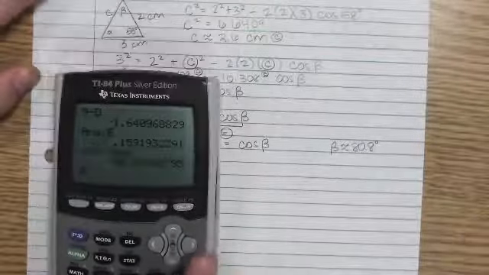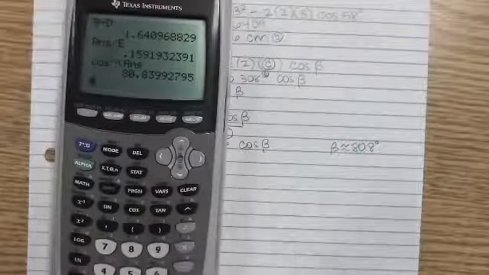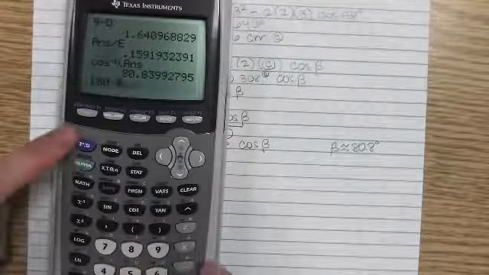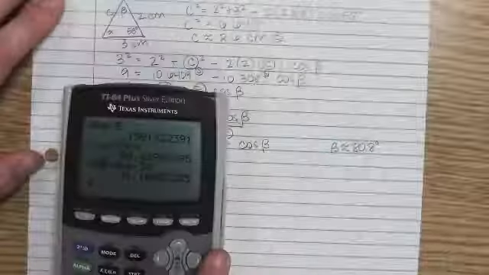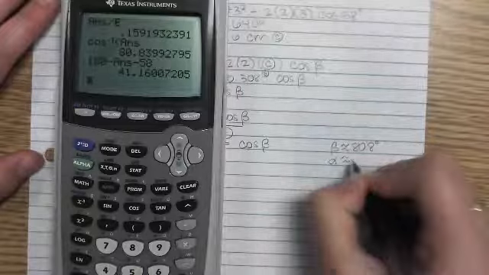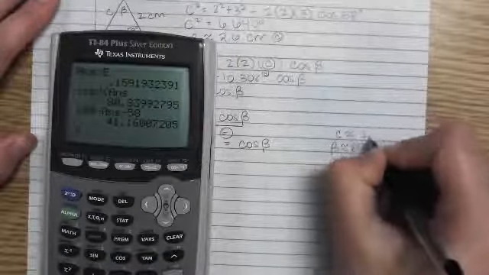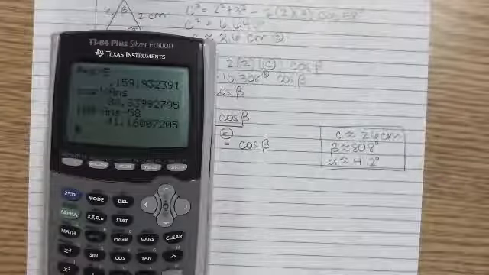Okay, so now I've got that. I have the original angle that I had, so I can get my third angle. So 180 minus the angle I just got, minus 58 from the beginning, and that tells us that angle alpha should be 41.2 degrees. And there are the three missing pieces of information.